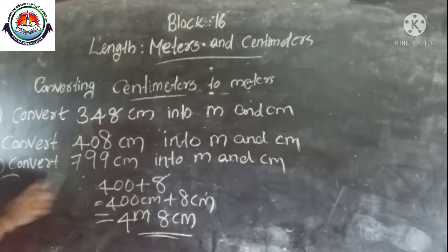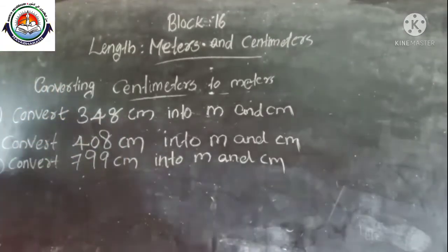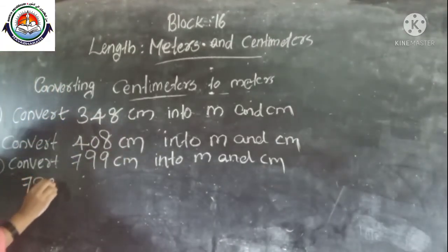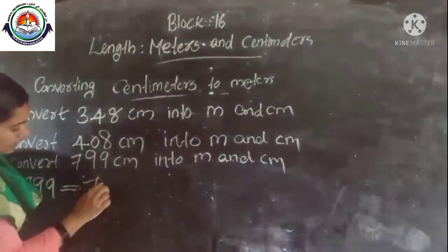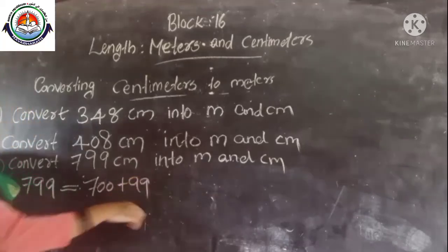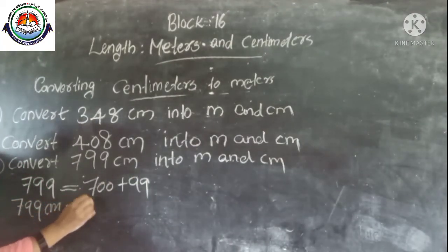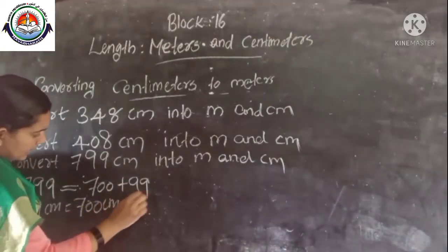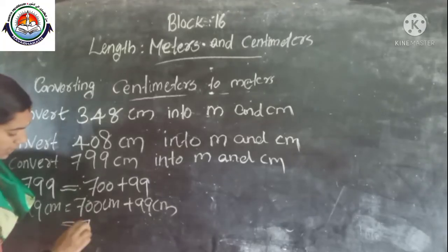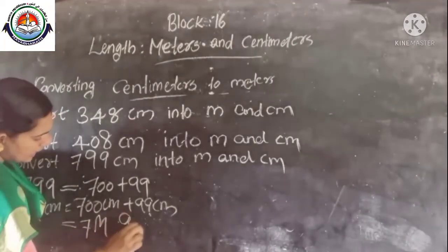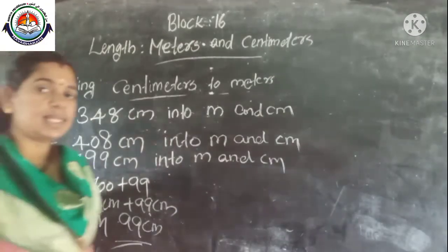Next is the sixth question. 799. How do you change it? 700 plus 99. 799 centimeter we can write as 700 centimeter plus 99 centimeter. 700 centimeter is 7 meter, so 7 meter and 99 centimeter. Did you get this answer? Okay.